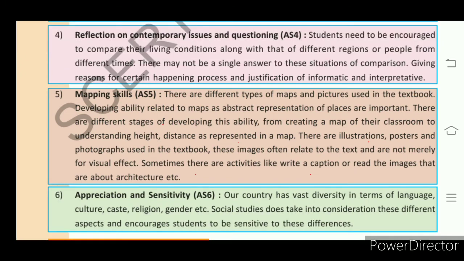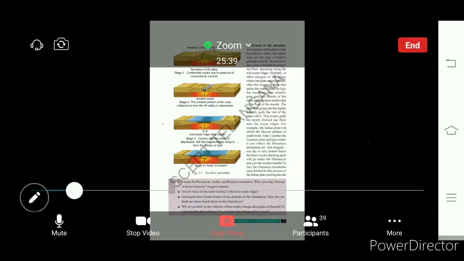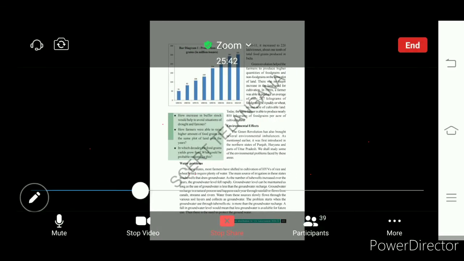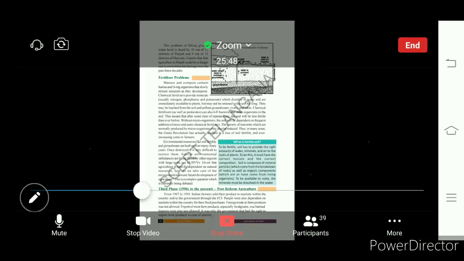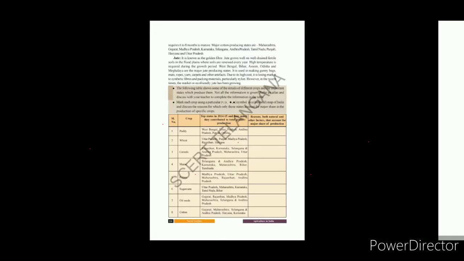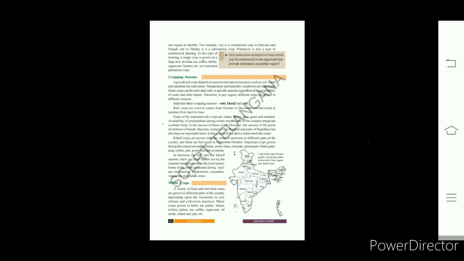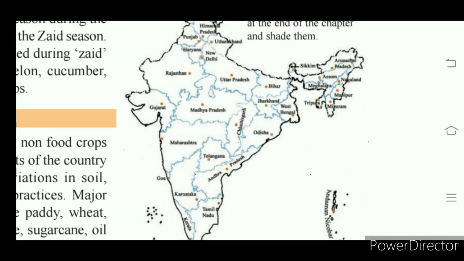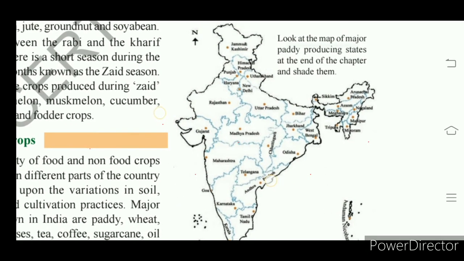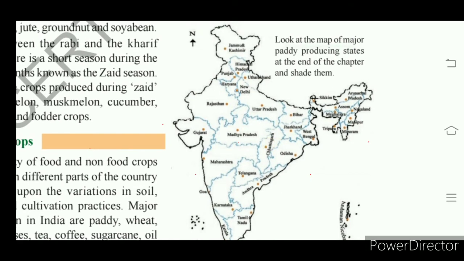The second type is map reading. It means that a map will be given to you, and based on that map some questions will be asked. Let me show you how it is asked, understand? Here is a map. Look here, my dear students. This is the India map. It is the map showing paddy producing states in our India.